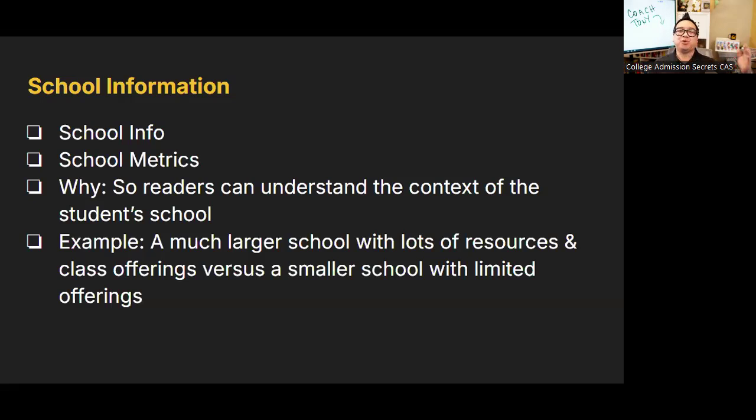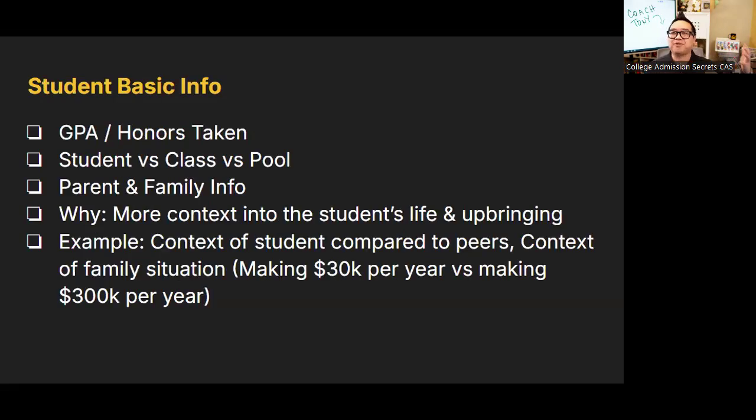Okay. After we read through the school information, the next page is going to be the student information. For those of you working on the UC app currently, it's that first section, asking you for your name, your facts, where you live, your family, all that stuff as well. We see all that. I see your GPA, I see the honors taken, I see you compared to your high school class, and you compared to the pool, meaning every single person applying to Berkeley itself. I also see the parent and family information that you shared in your app.